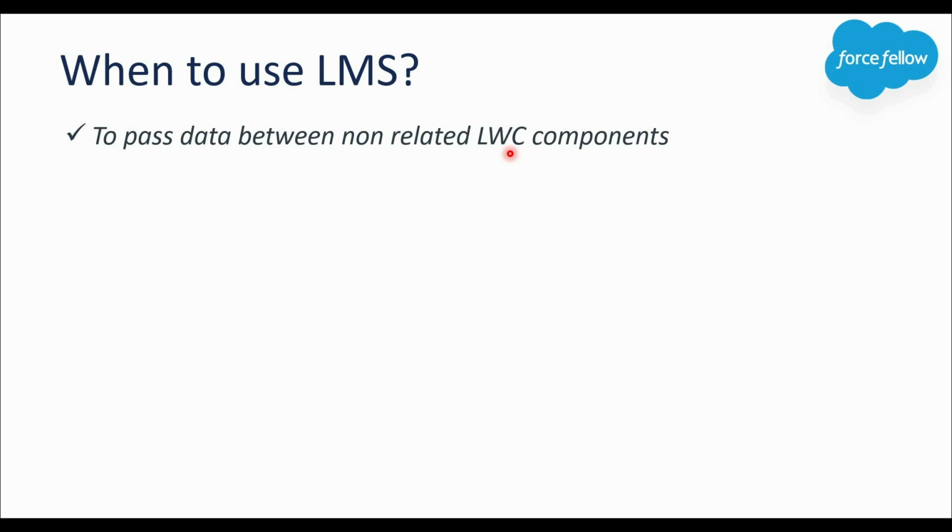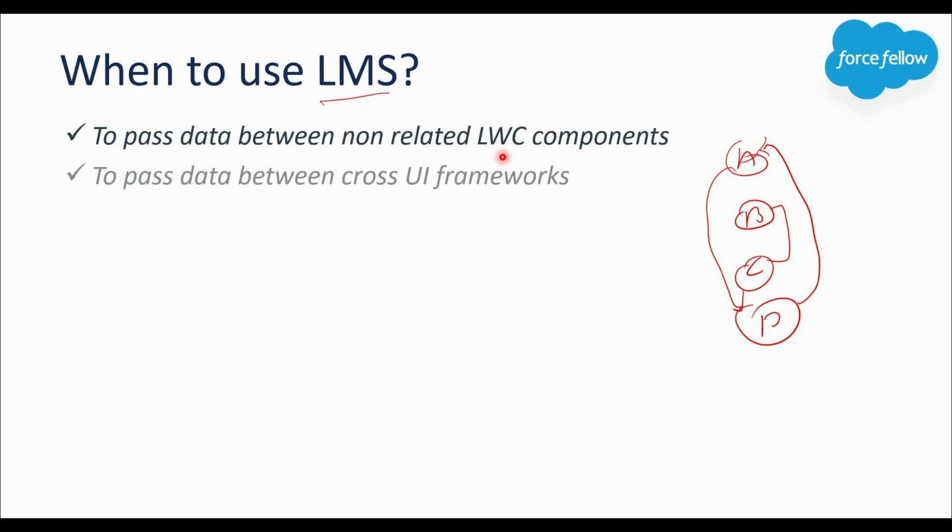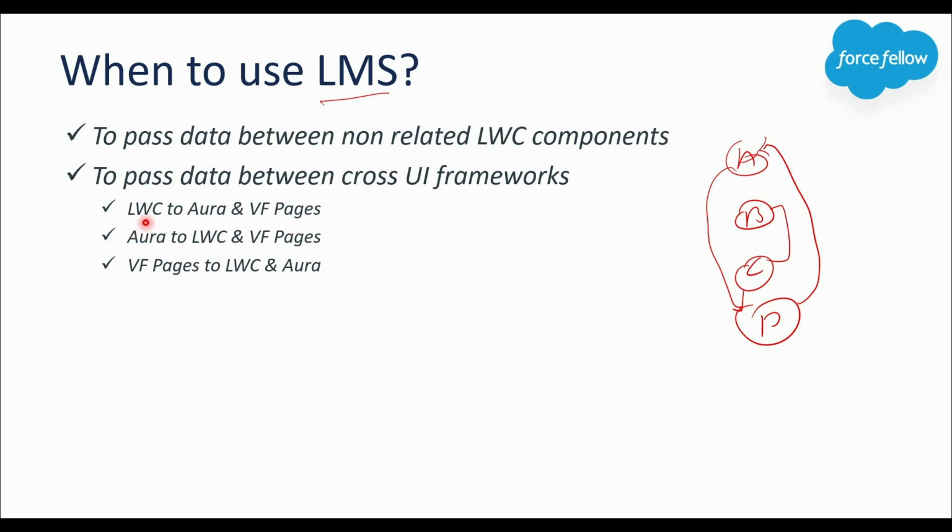For example, let's say in our component hierarchy, there are 4 components available in a parent-child relationship like component A, B, C and D. Now let's say we want to pass data from component D to component A or from component A to component D without knowing B and C. Then what option do we have? Definitely LMS, right?